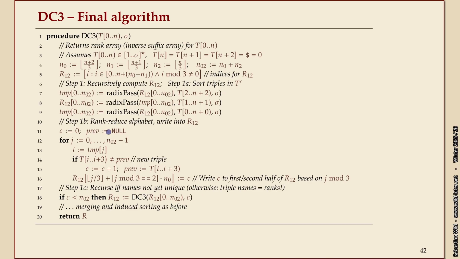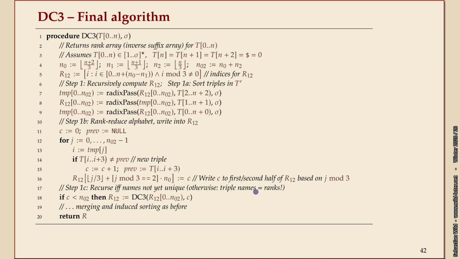You go through all the triple characters and you check, is the current one the same as the previous one? If so, it gets the same name. Otherwise, you increment the name. And then this step is another stroke of genius, that you can compute the index where you should write it to from, again, the modulo 3. Now, after this, you have in R12 the new names of the triple characters that started at these positions.